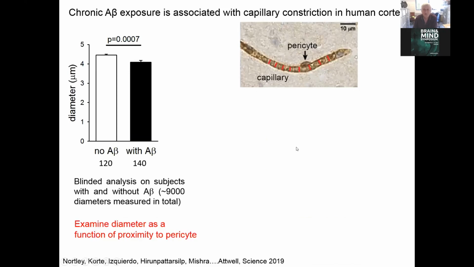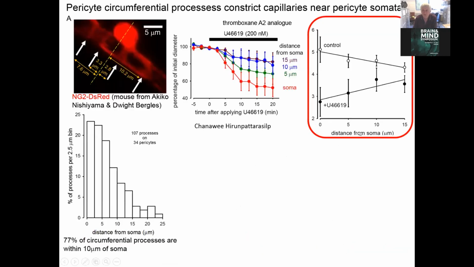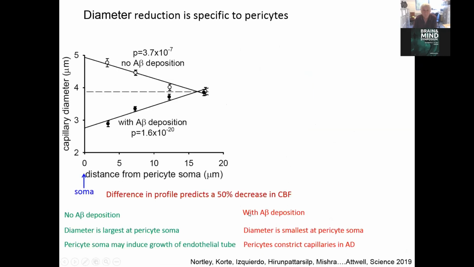But it turns out this is produced by pericytes, because if we measure the diameter as a function of distance from the pericyte, we find that in the patients who aren't getting Alzheimer's disease, the diameter is larger near the pericyte. And like I showed you in brain slices, without a constrictor present. Whereas the patients with Alzheimer's show a selective constriction at the pericyte soma. And this difference in profile predicts a 50% reduction in cerebral blood flow. I'll remind you, this looks very similar to what I showed you in brain slices, applying a chemical vasoconstrictor.